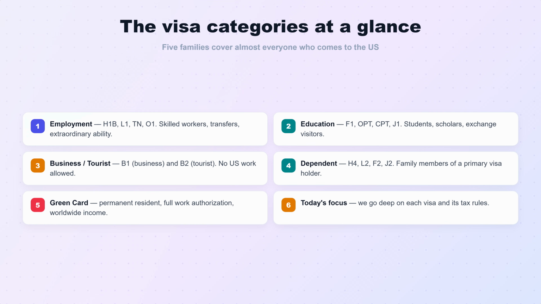Here are the 5 visa families that cover almost everyone. First, employment visas like H-1B, L-1, TN, and O-1 for skilled workers, transfers, and extraordinary ability. Second, education visas, F-1, OPT, CPT, and J-1 for students and scholars. Third, business and tourist visas, B-1 and B-2, which do not allow any U.S. work. Fourth, dependent visas like H-4, L-2, F-2, and J-2 for family members. And fifth, the green card for permanent residents. Today we go deep into each one and its tax treatment.